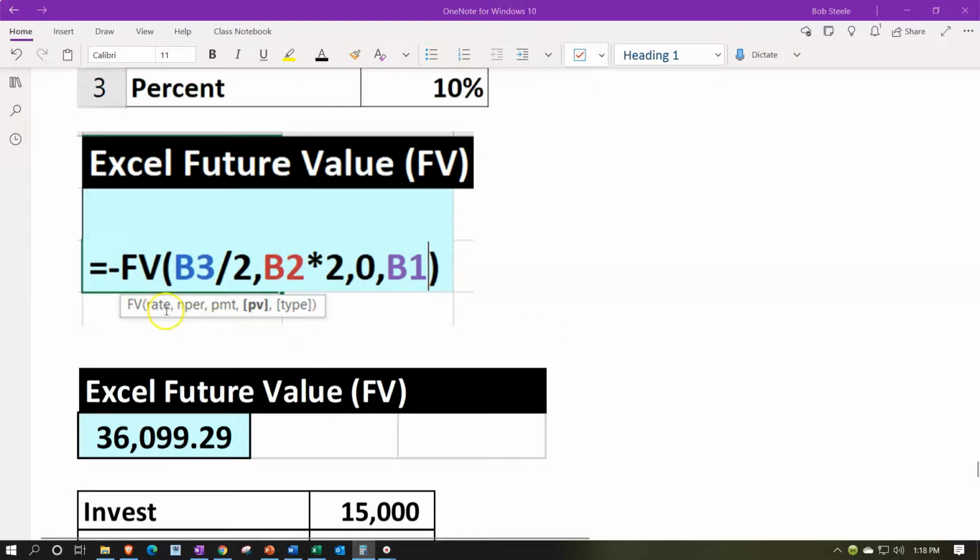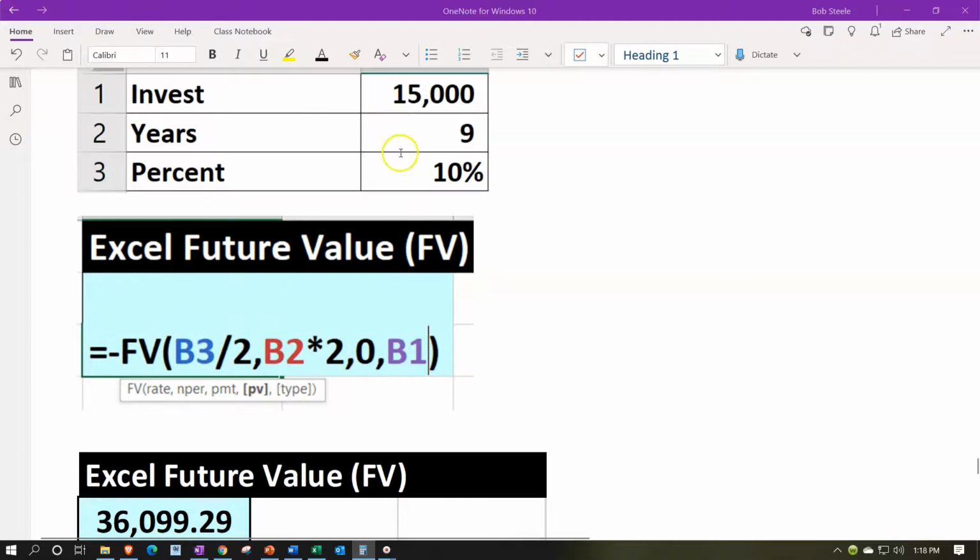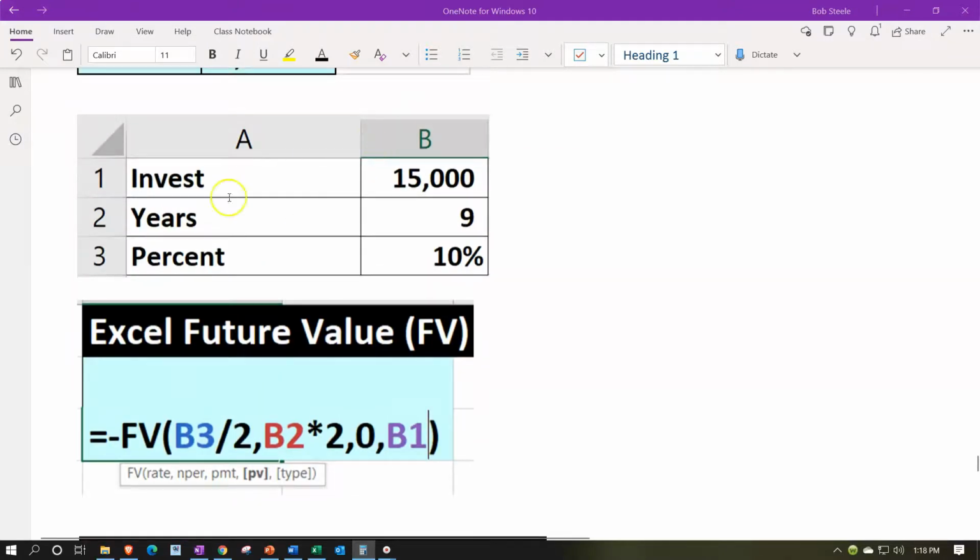We're going to take the rate, which is that 10%, and we can pick it up with a formula, which in this case is in cell B3. So it would be in cell B3, the 10%, but we have to have that percentage line up to the number of periods, and the periods are compounding semi-annually. Therefore, I'm going to take that and divide it by 2. That's going to give us our 5%, and then comma, number of periods.